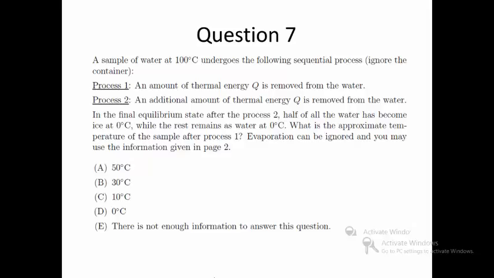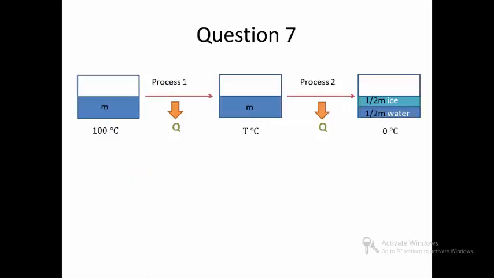In the final equilibrium state after the process 2, half of the water has become ice at 0 degrees Celsius, while the rest remains as water at 0 degrees Celsius. What is the approximate temperature of the sample after process 1? Evaporation can be ignored. Let's visualize this question using some figure.